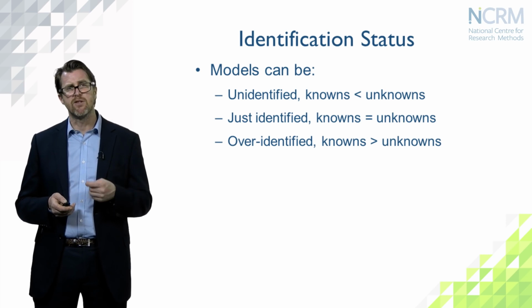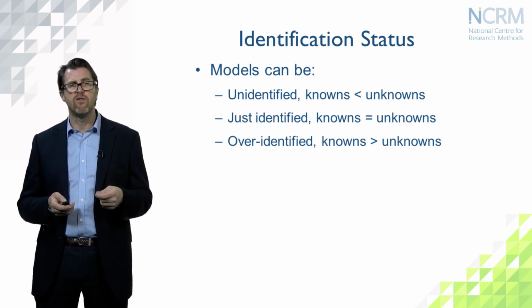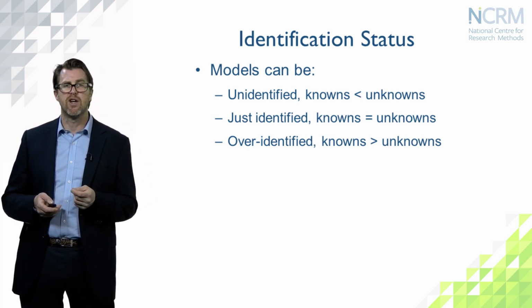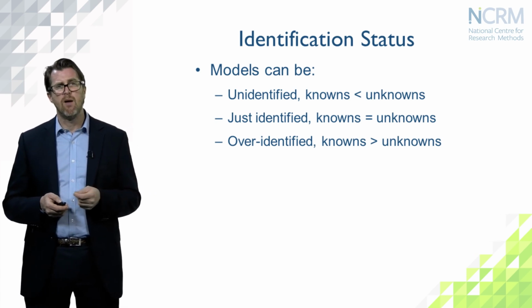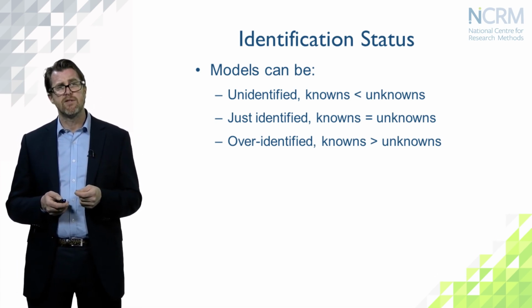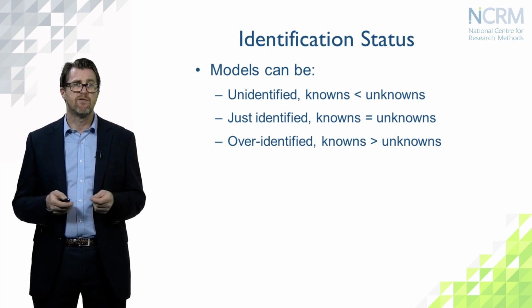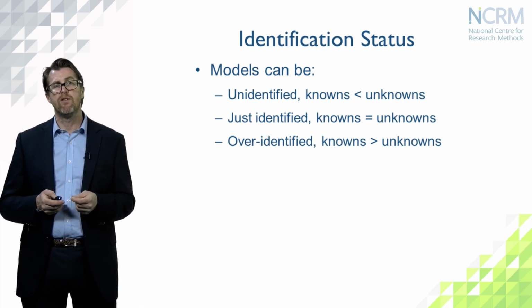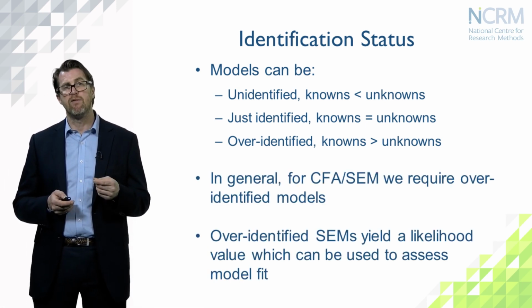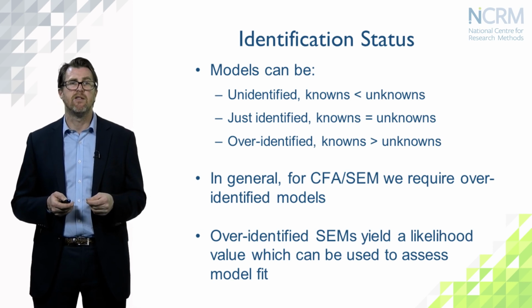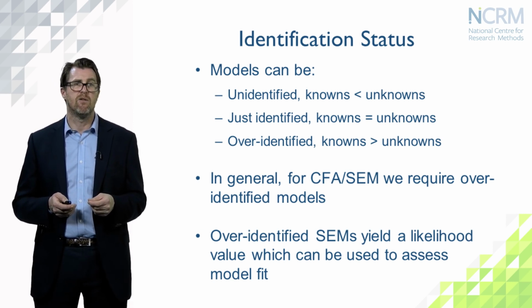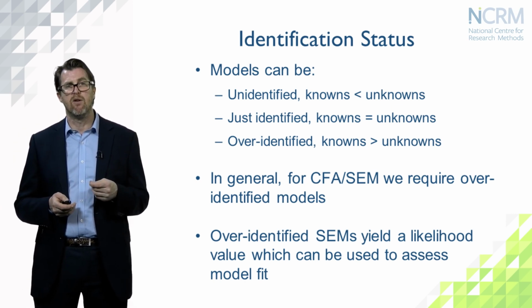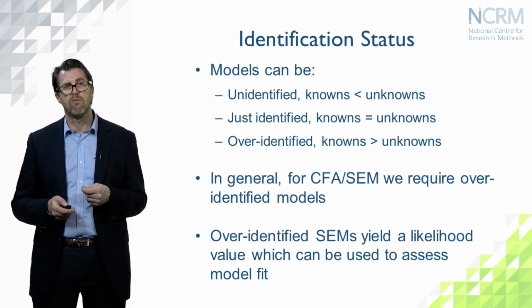Now, most of the models that people are familiar with using, again, ordinary least squares regression, those kinds of models are just identified. The third level of identification status is over-identified models, and that's usually what we are trying to get to and deal with in SEM, and that's where the number of knowns is greater than the number of unknown parameters in the model, and that means that we can assess the fit of the model as well as estimating the unknown parameters.